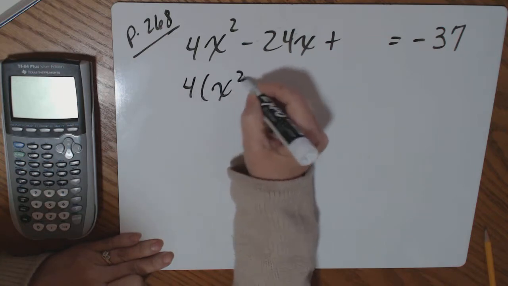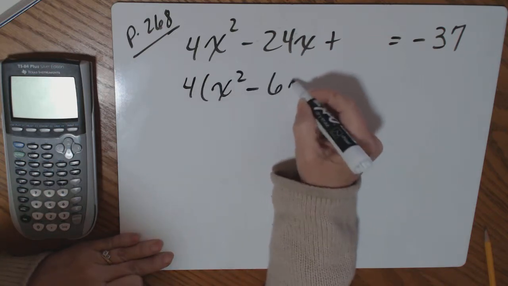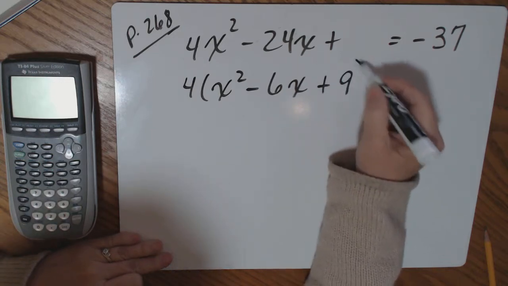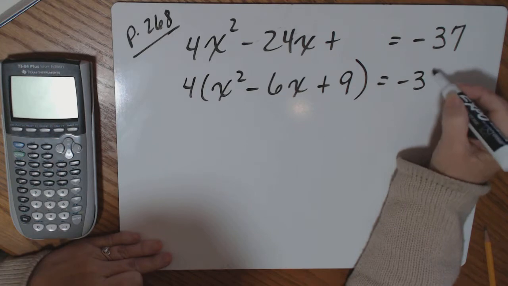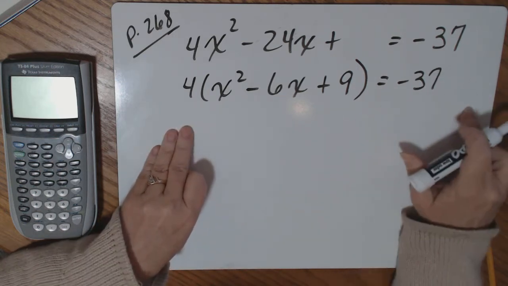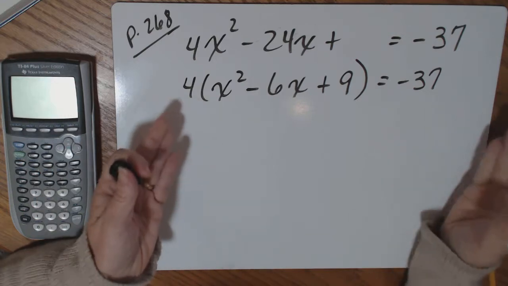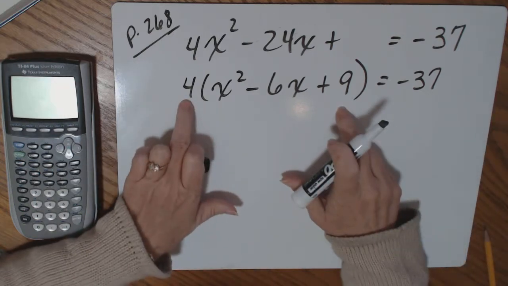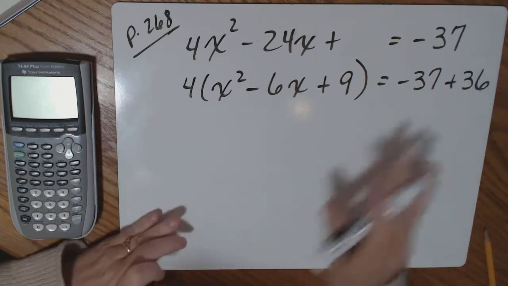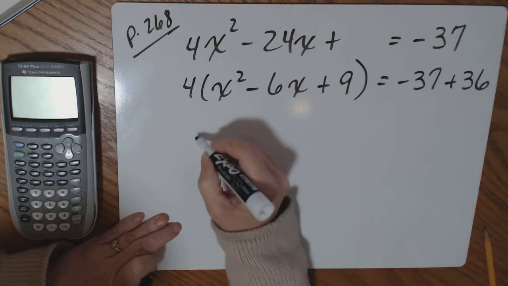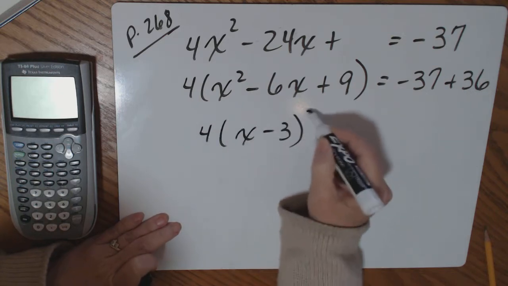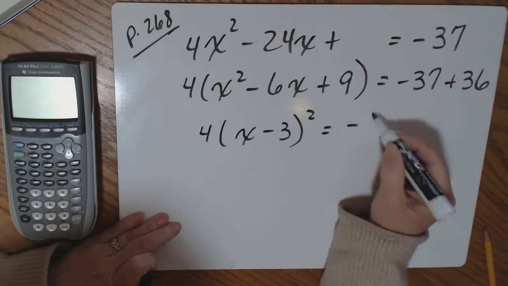So I'm going to do 4 times x squared minus 6x. Half of 6 is 3. Square it, plus 9, equals -37. Now I have to look at what I added here, because I need to add the same thing over here or my equation is not in balance. I added 4 times 9, that's 36. And you can see how nice this comes out to be. I end up with 4 times x minus 3 squared is equal to -1.